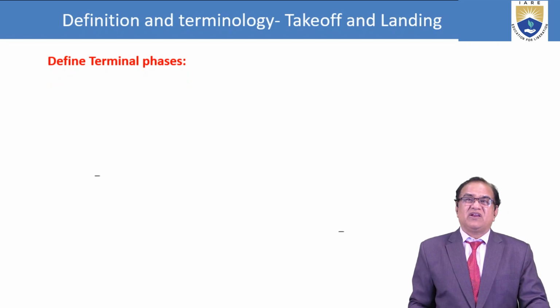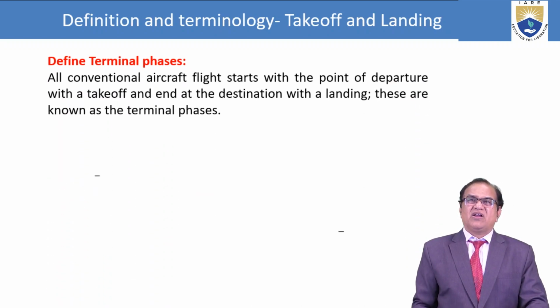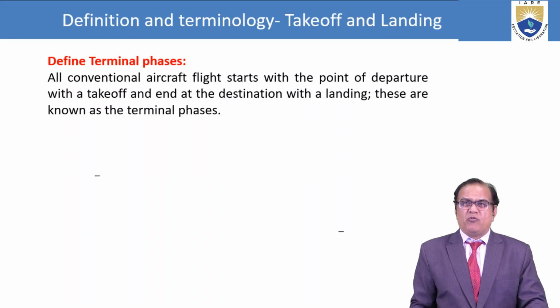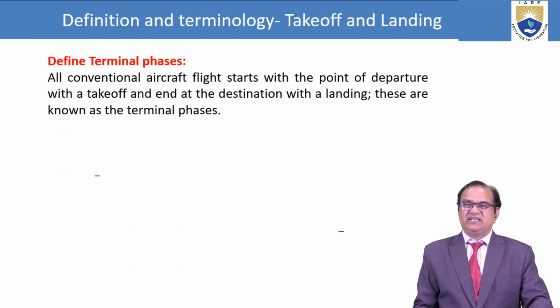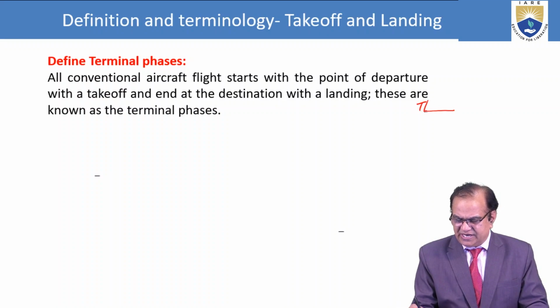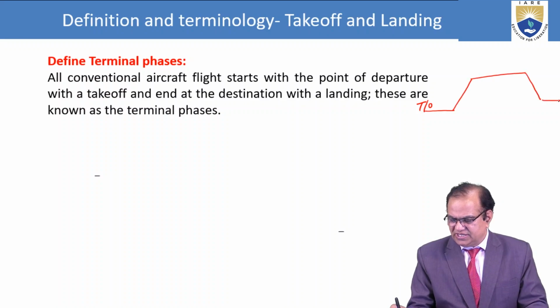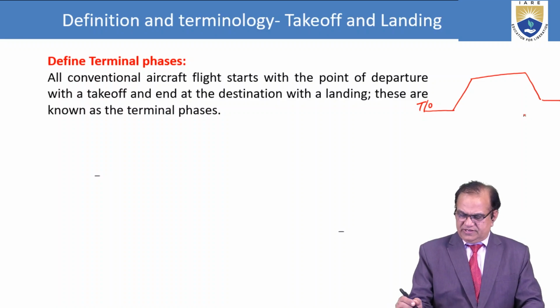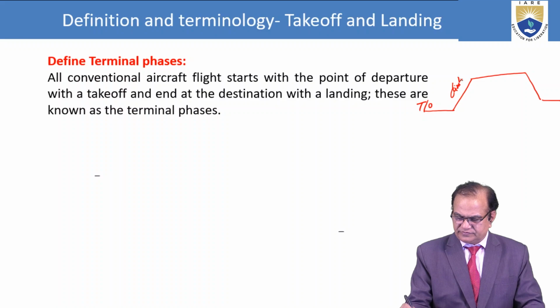So, define terminal phases. All conventional aircraft flight starts with the point of departure with a takeoff and ends at the destination with a landing. These are known as the terminal phases. So if you take any aircraft, if you start from here, this is the takeoff, I write takeoff, then this is the climb, this is the cruise, this is the descent, this is the landing. So: climb, cruise, descent and landing.